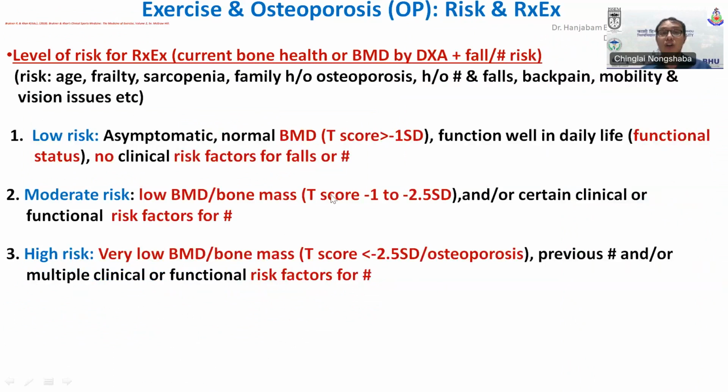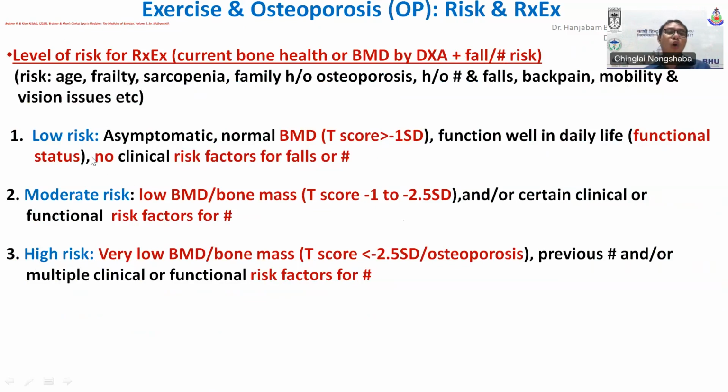exercise training has to be given in case of osteoporosis, and that's why risk stratification or risk classification is very important, because if you give a very high load exercise to a person who is at very high risk, then injury can happen. So that's why the level of risk for exercise prescription is very important, which is based upon the current bone health or bone mineral density by DEXA scan, or fall or fracture risk. For example, different risks are considered, like age, frailty, sarcopenia, family history of osteoporosis, family history of fracture and fall, back pain, mobility, vision issues, and all these things. You have to take all these things into consideration.